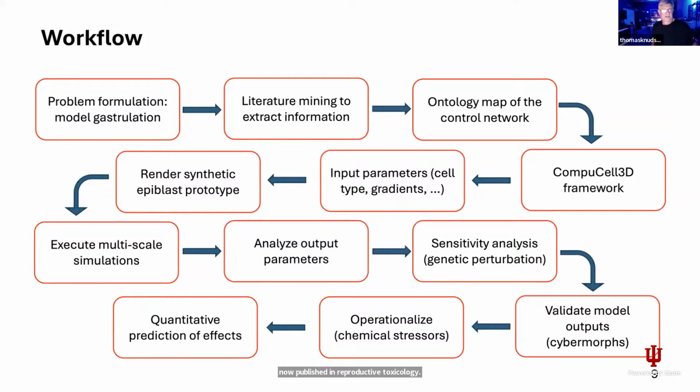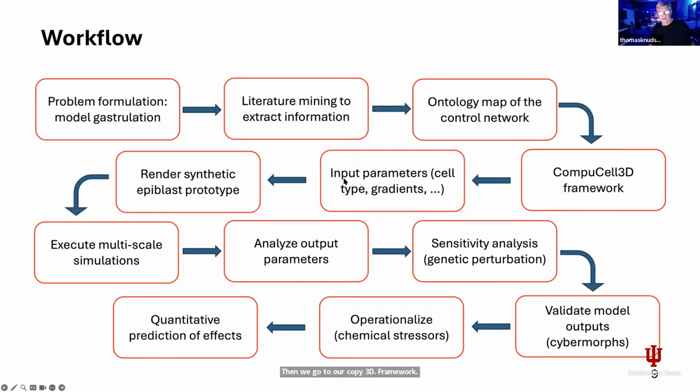Okay, so to get to this point, as you probably are aware, it's a very complex workflow. It starts out with problem formulation. We were interested in modeling gastrulation because that's the most important time of your life. We know that defects in gastrulation are very hazardous to subsequent development. So Nancy Baker and our group developed some really neat and important literature mining tools that basically allow you to compile relevant extracted information for the questions you're interested in, and build ontology maps of how the system is controlled. Then we go to our CompuCell 3D framework.